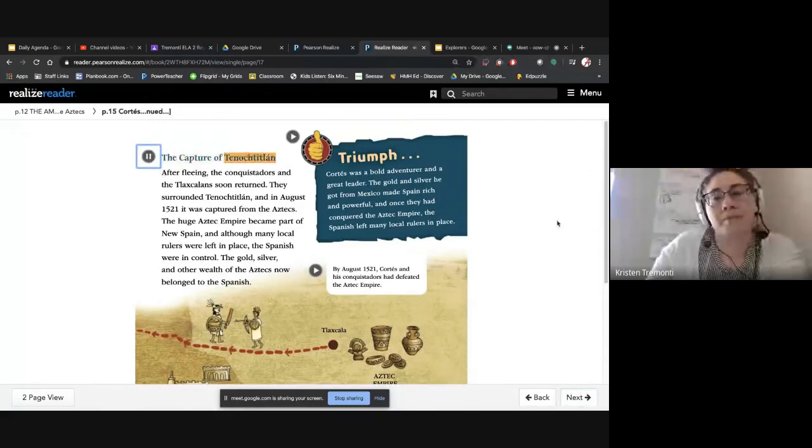The capture of Tenochtitlan. After fleeing, the conquistadors and the Tlaxcalans soon returned. They surrounded Tenochtitlan, and in August 1521, it was captured from the Aztecs. The huge Aztec Empire became part of New Spain, and although many local rulers were left in place, the Spanish were in control. The gold, silver, and other wealth of the Aztecs now belonged to the Spanish.